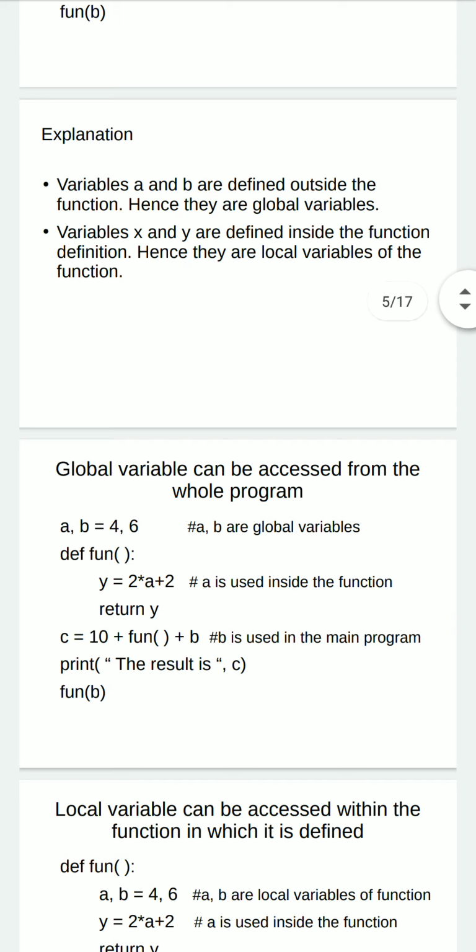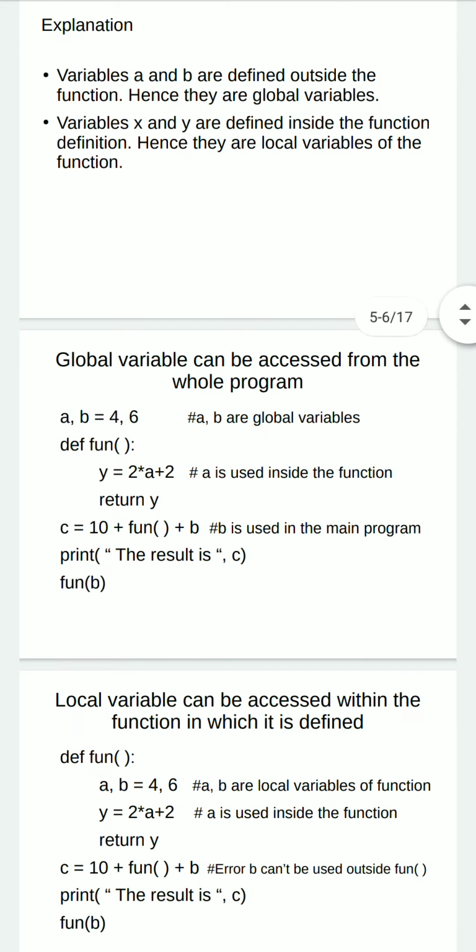Global variables can be accessed from the whole program. This is another explanation of global variables. Here we have defined a and b, the global variables, and used a from the function fun because a is a global variable, and hence we can use a in the function fun and also in the main program.